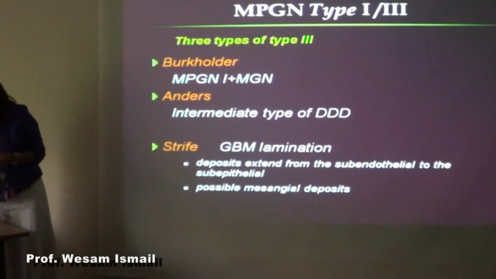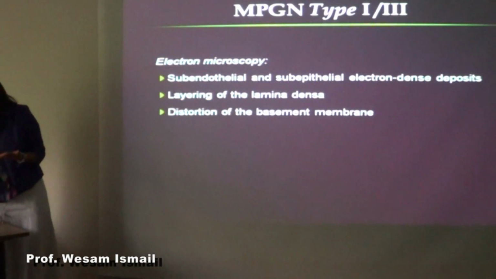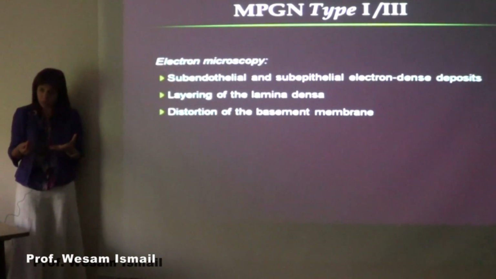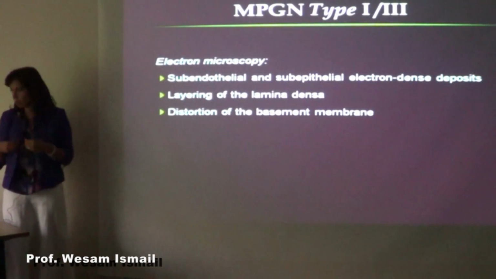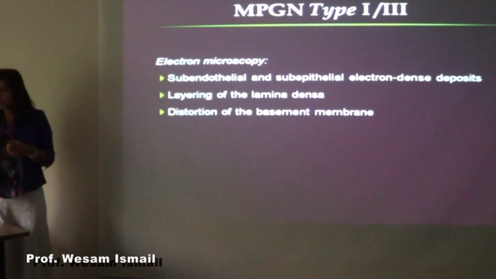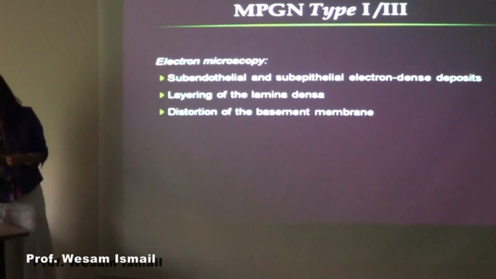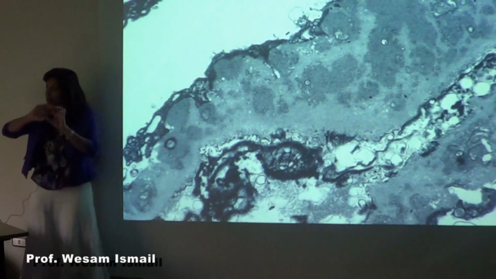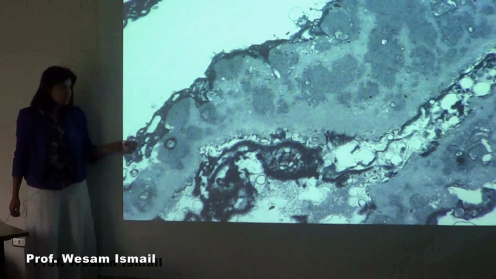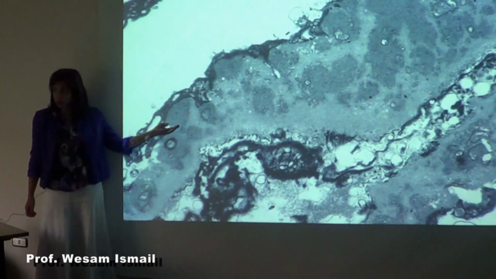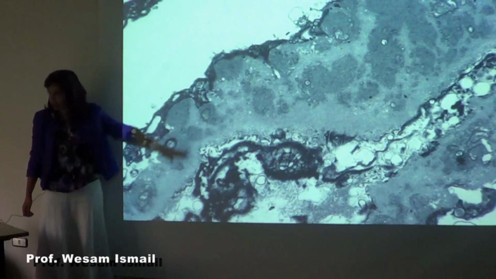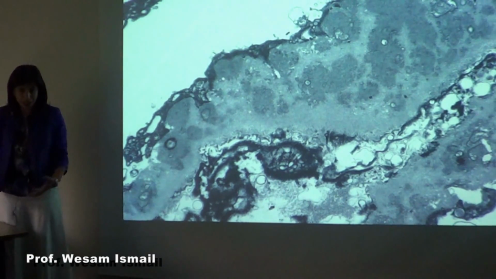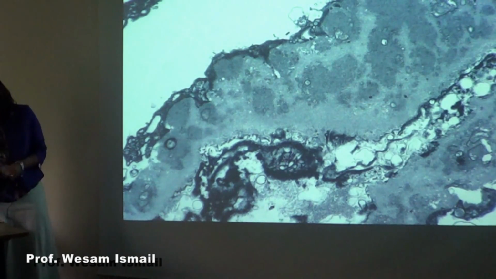In brief, type 3, which we consider just a subset of MPGN type 1, is the type where you get some membranous features together with the membranoproliferative, and you have subendothelial and subepithelial electron dense deposits, and you can get layering of the lamina densa of the glomerular basement membrane, and you feel that the basement membrane is a bit distorted. It's not a very regular basement membrane. And as you can see here, you have some deposits toward the epithelial side, and some deposits migrating towards the subendothelial side, and this is what we call MPGN, or what was called MPGN type 3.